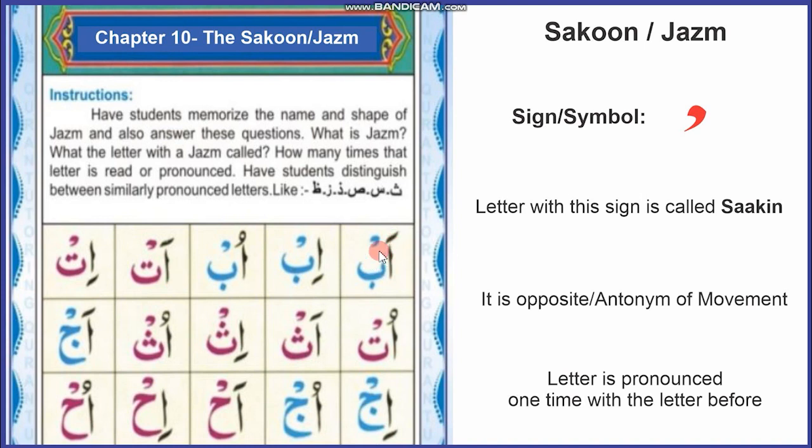Hamza ba zabar ab. So ba is pronounced just a single time, and ba is connected with the letter Hamza due to the sukoon or jazm, and we haven't moved the letter ba. We stop on the ba. Hamza ba zabar ab, Hamza ba zir ib, Hamza ba pesh ob. So this is sukoon or jazm.